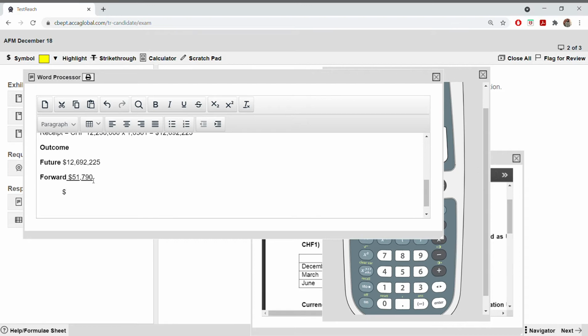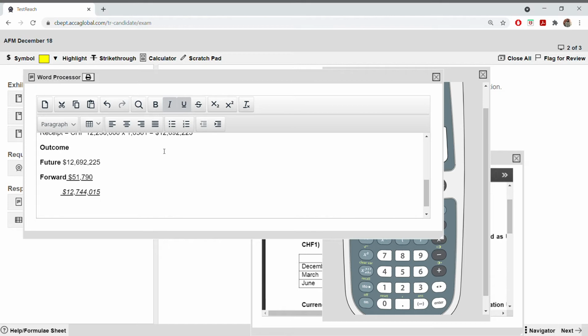So just add the two, the total amount to be hedged, 12,744,015. Okay, now you can underline it. You need to select it to underline it. Okay, it's underlined like this. There is no double underlining, it's just single underlining.